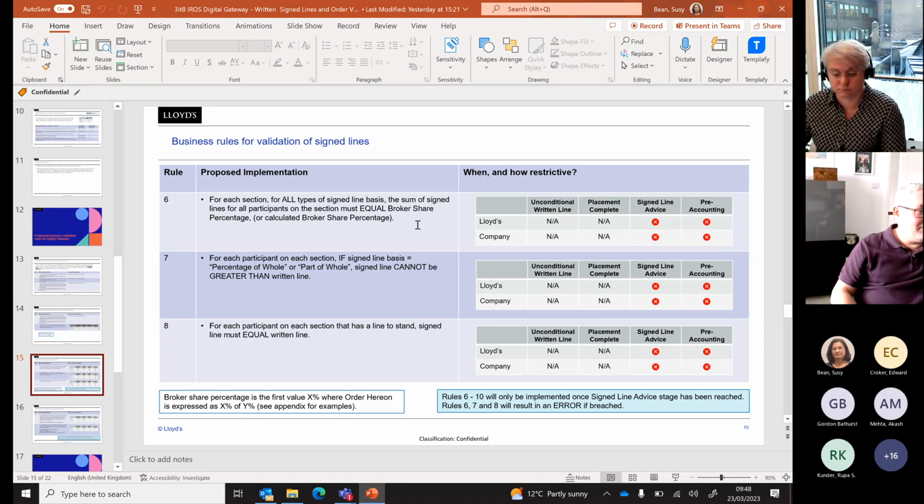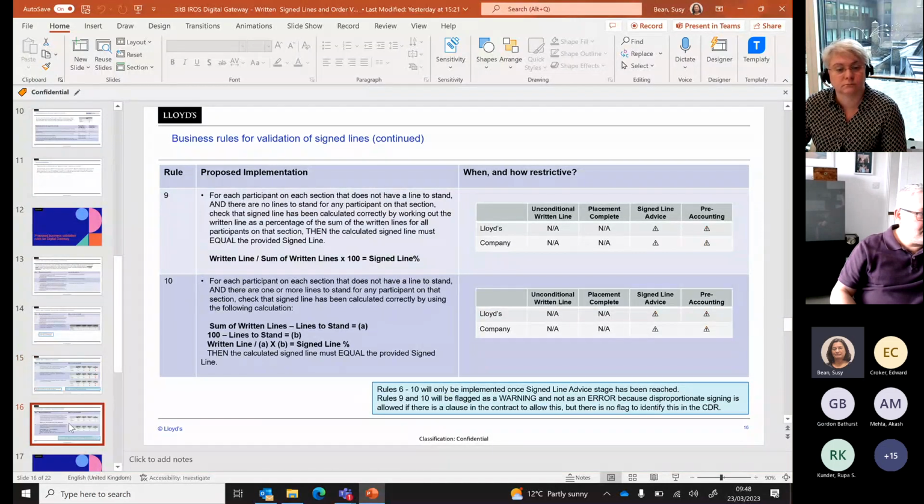Okay, cool. So the next one, Rule 8. For each participant on each section that has a line to stand, the sign line must equal the written line. Again, we're proposing that we run this rule for sign line advice and pre-accounting stage, and it's an error if it's not correct. Yeah. Okay, so then we move on to the really fun rules.